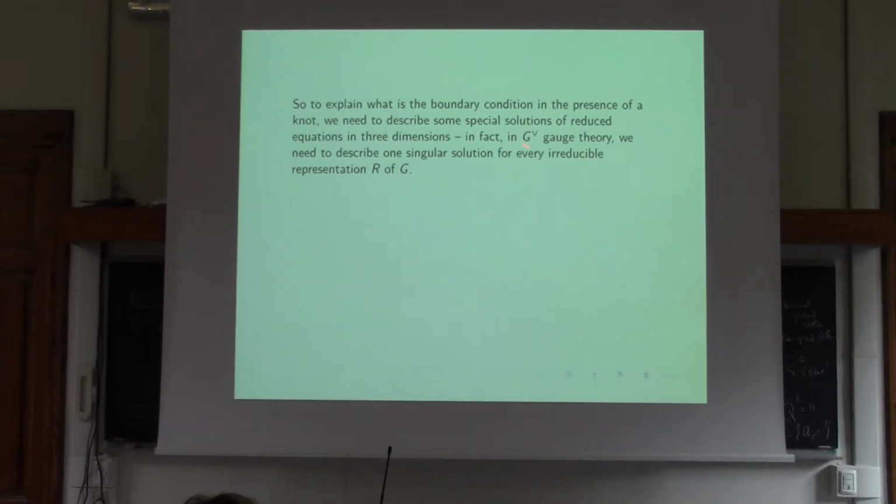So to describe the boundary condition in the presence of the knot, you need some special solutions of reduced equations. In fact, in gauge theory with the gauge group being G dual, we need one singular solution for every irreducible representation of G. So representations of G are supposed to classify singular solutions of G dual.